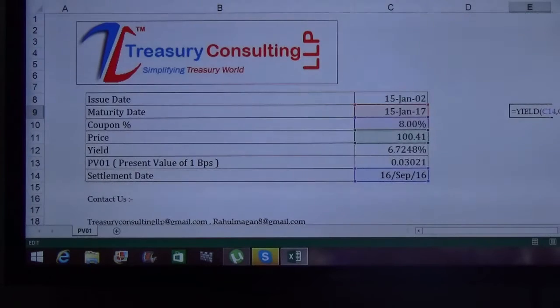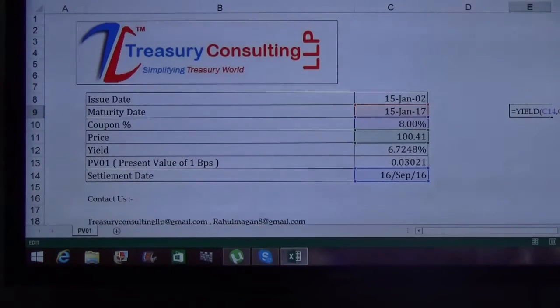I'll repeat F2. First you will take the settlement, then you will take the maturity, then the coupon rate, then the present value, then the redemption, then the frequency, and then you will take the basis. Now the yield is computed at 6.7428. This is the yield which we computed for our purpose.